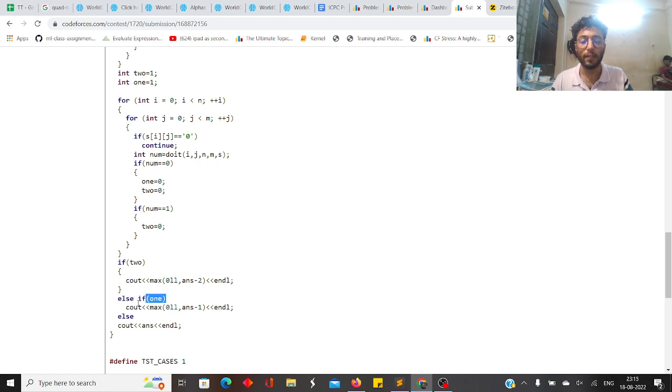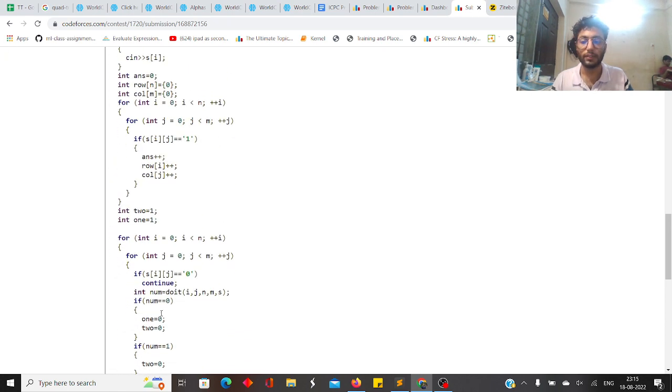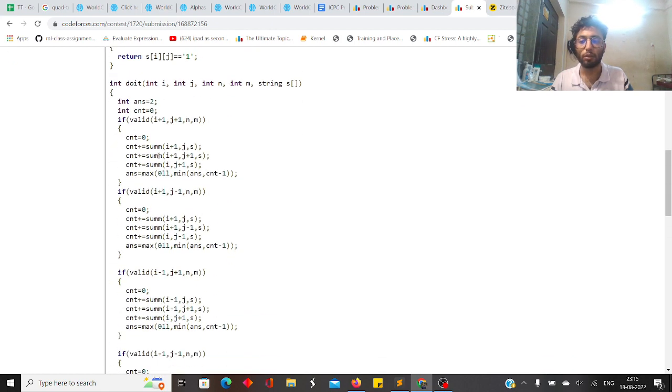Otherwise, if my flag 1 variable is on, then my answer would be the maximum of 0 comma the number of ones present in the array minus 1. Otherwise, my answer is just answer, where answer is the number of ones present in the array. And how do I achieve this? For this, I'm trying out all the possible L-shaped elements that start with this array element.